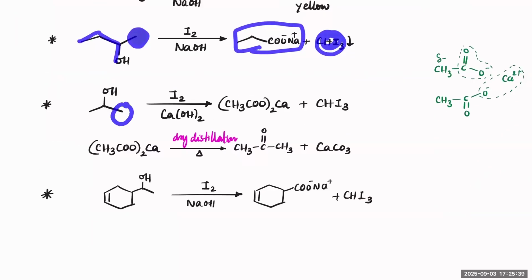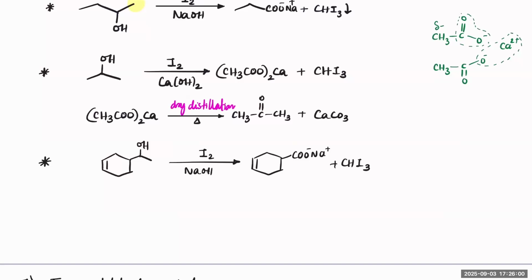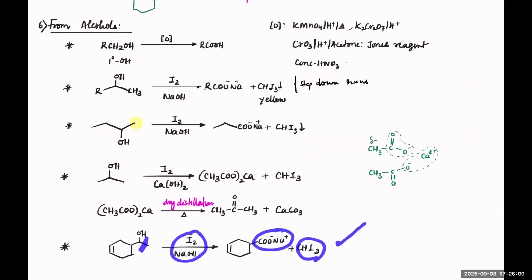Even if you have CH3 with I2 and CaOH twice, the logic is the same. Now, first, what would happen? In the presence of calcium, first the calcium salt will form with CHI3, and the calcium salt on dry distillation will convert into acetone. And here also, with I2 in NaOH, you can break this bond, and it converts into this COOH and CHI3. These are all basically iodoform reactions from alcohol.